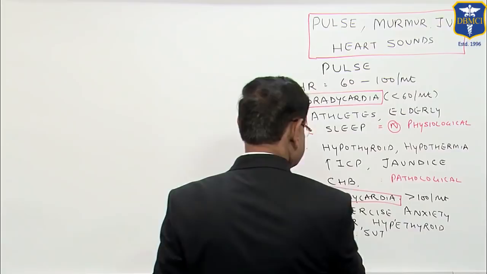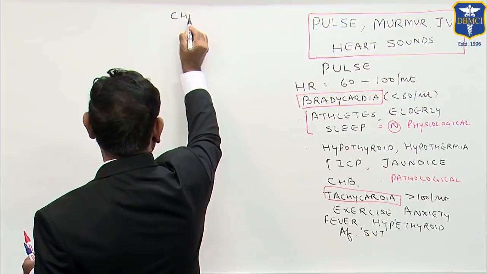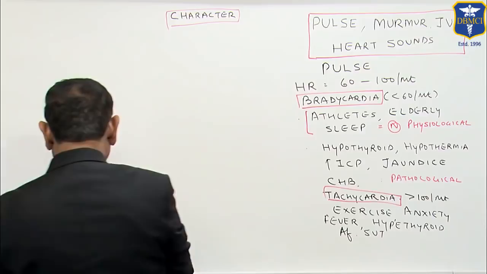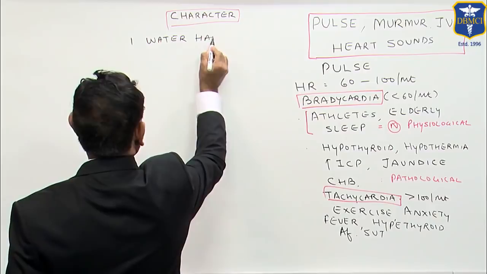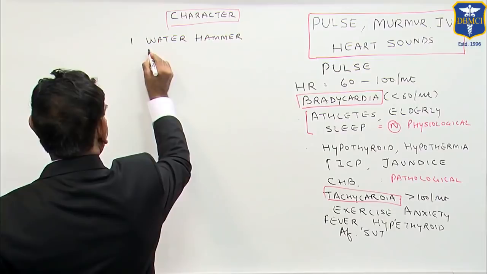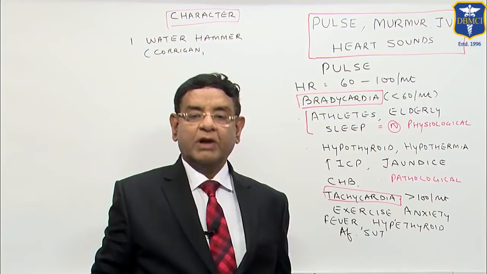Now we talk about the character of pulse, pulse character. First of all, we talk about water hammer pulse. And this water hammer pulse is also known as Corrigan pulse. Also known as collapsing pulse.